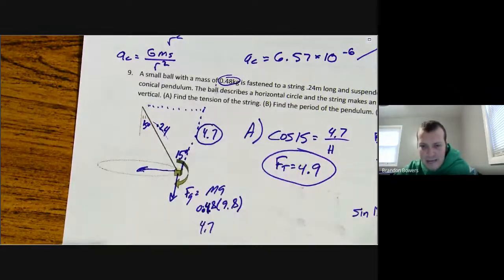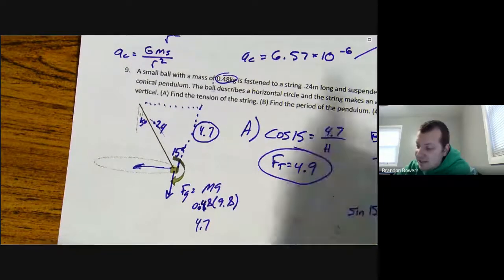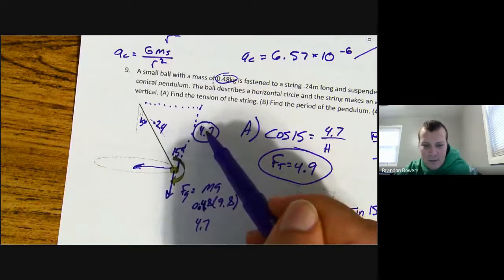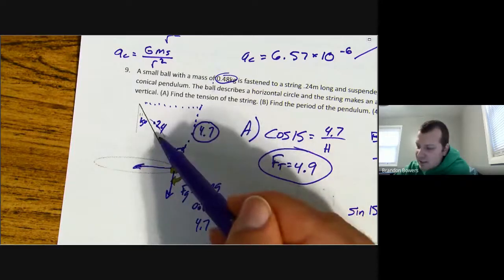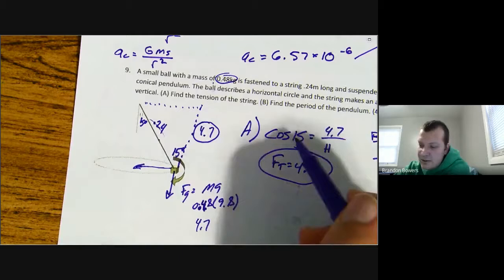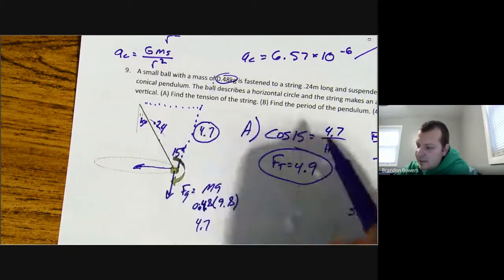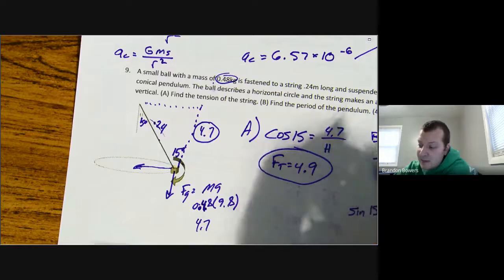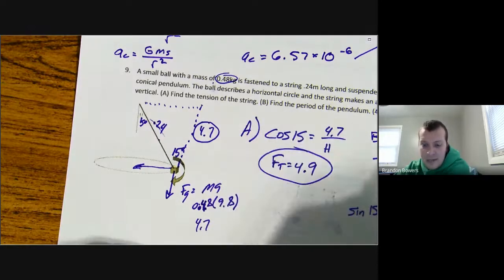So it says find the tension in the string. Well, we know our degree. We know our force of tension in the y. Let's find our force of tension on the string. So using cosine of 15 is equal to the adjacent over the hypotenuse. The hypotenuse, force of tension, is 4.9.